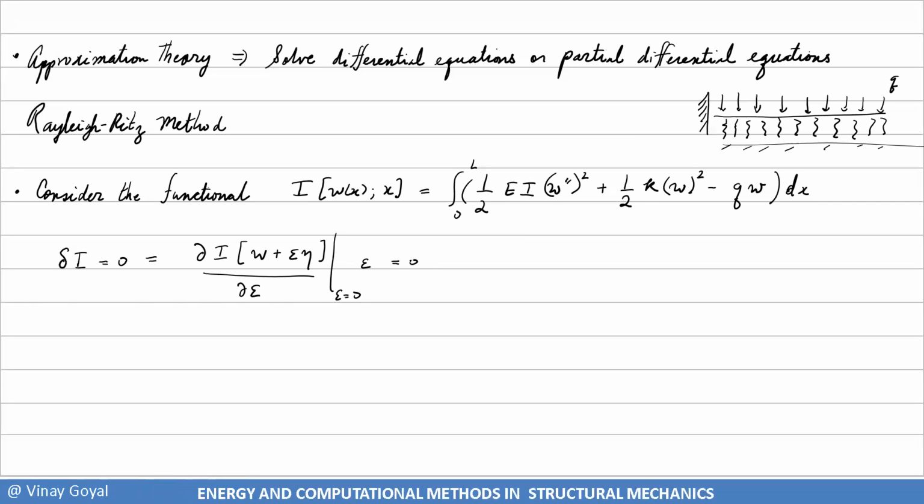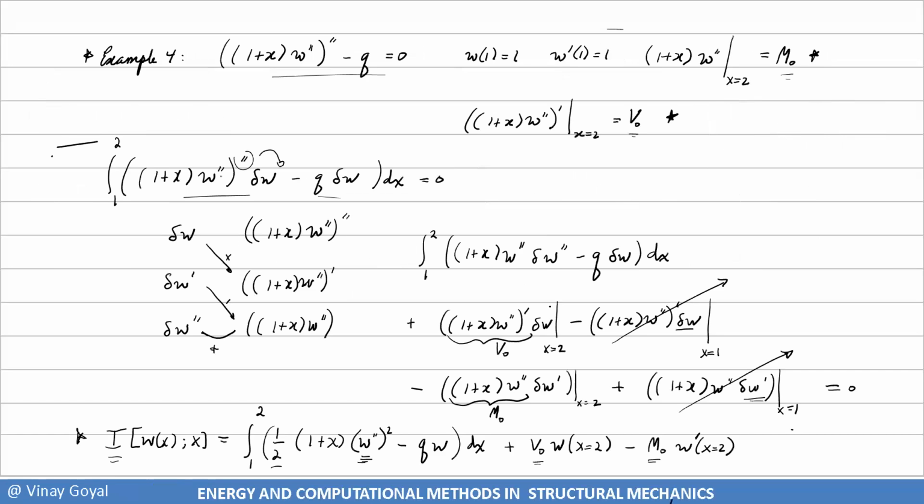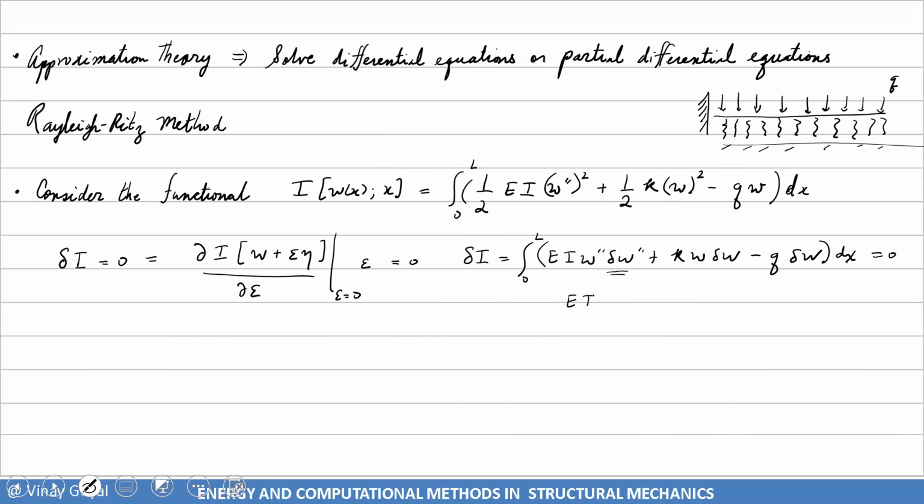We'll then first find the first variation of I. The first variation of I is simply the integral from 0 to L of EI w double prime del w double prime plus K w del w minus Q del w, dx equals 0. And this is the only term that needs to be looked at carefully because there's a w double prime and I want to get rid of that. So I'll just integrate by parts.